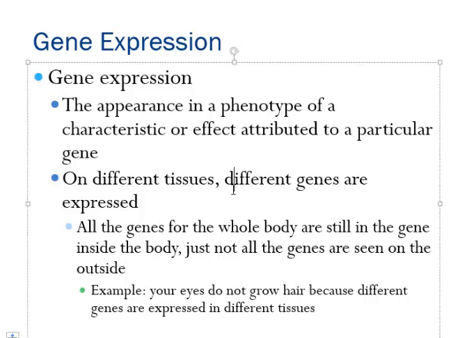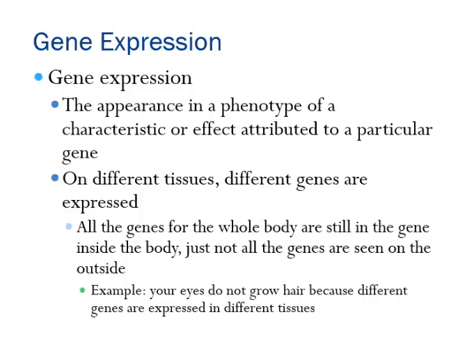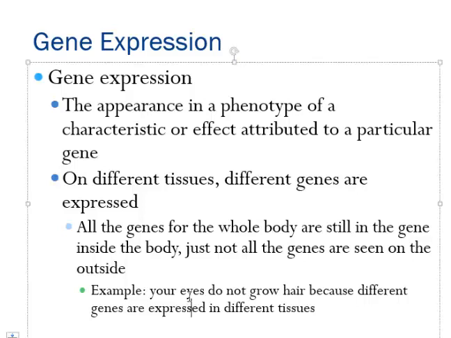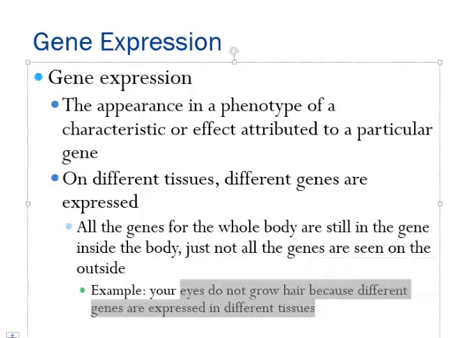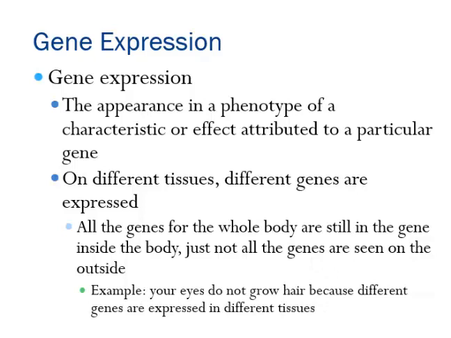In different tissues, different genes are expressed. Even though the DNA in each cell has what is necessary to program the entire body, in your eyes only the genes that affect eyes are expressed. In your heart, only the DNA that affects the heart is expressed, etc. Your eyes don't grow hair because different genes are expressed in different tissues. Your hair-growing genes are not expressed in your eyes, thankfully.